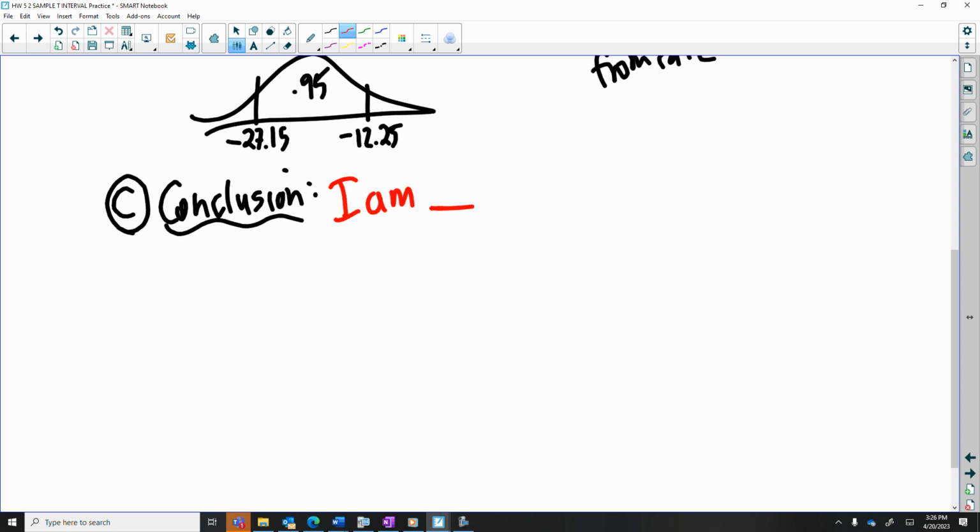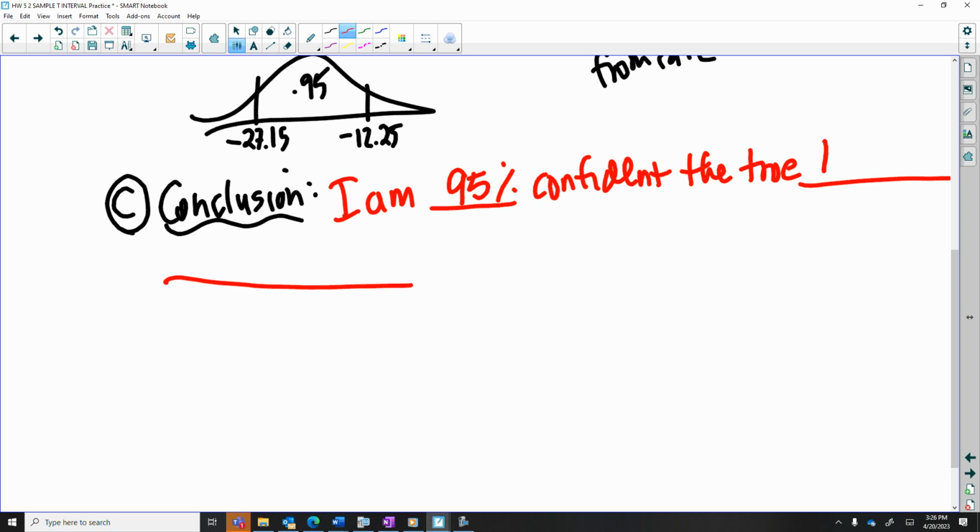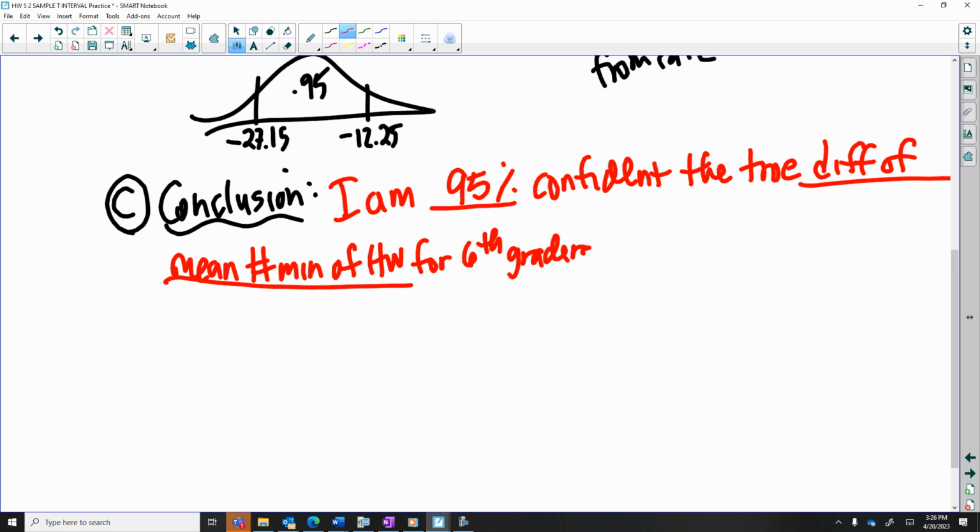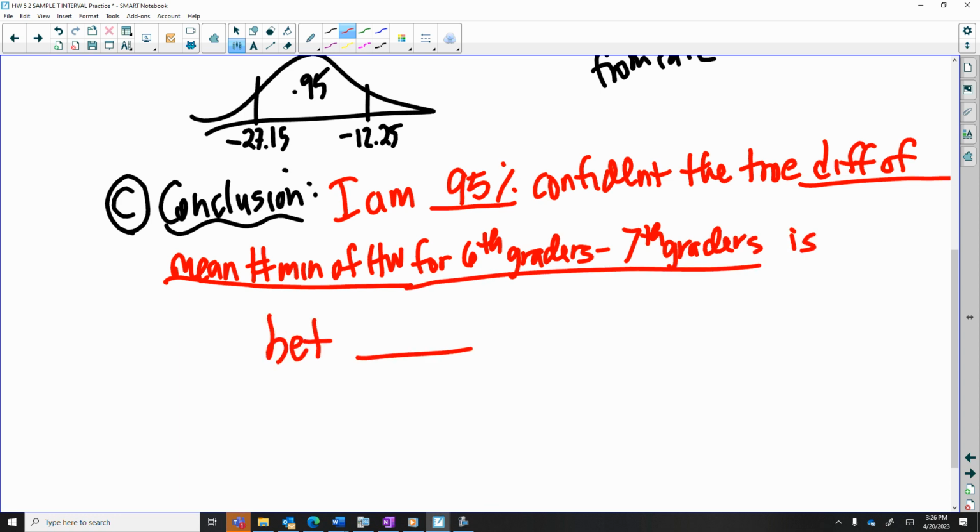I am 95% confident the true difference of the means. Difference of the mean what? Of the mean number of minutes of homework for 6th graders minus 7th graders, because we did 6th graders first, is between blank and blank. And then you put in negative 27.15 minutes and negative 12.25 minutes. So we're pretty confident that indeed the 6th graders have less homework than the 7th.